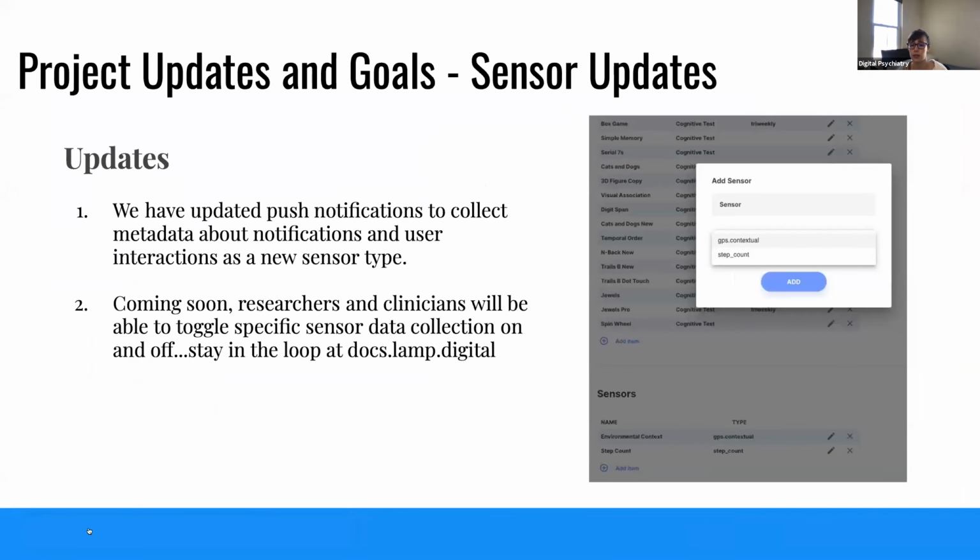Next, we have some updates around sensors. We have updated push notifications to allow metadata to be collected about the way users interact with their push notifications. And we also soon are going to be able to allow users to toggle on or off which sensors they would like to be collecting.